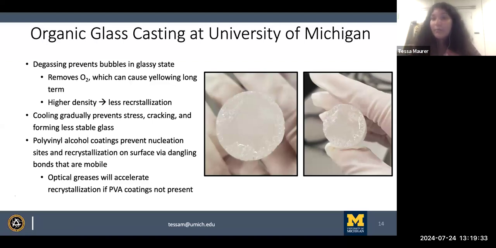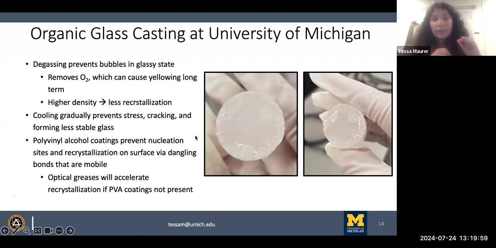Density, though, remember I mentioned how important density is for the long-term stability of the glass, right? The less free volume we've got, the more stable it's going to be over time, and it's not going to try to recrystallize and become opaque. So that's another important reason. Also, the oxygen, if it's present in there, can cause yellowing long-term, and you can see it in these pictures.